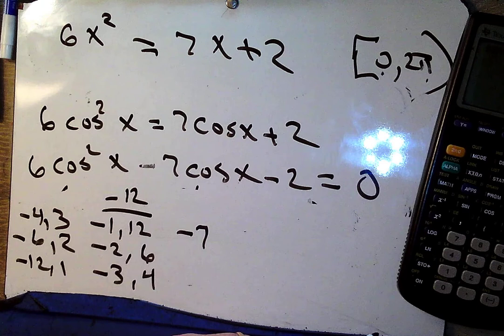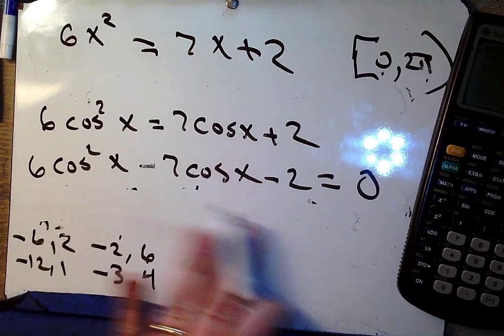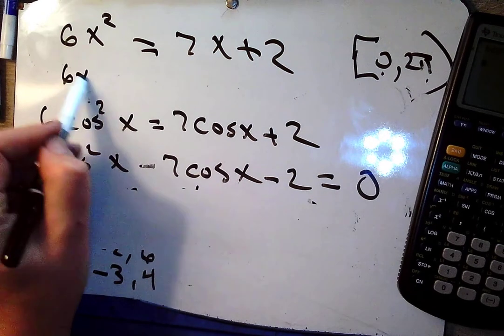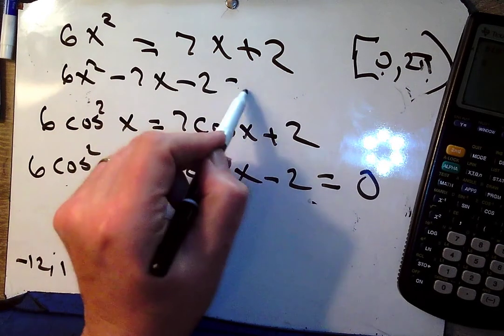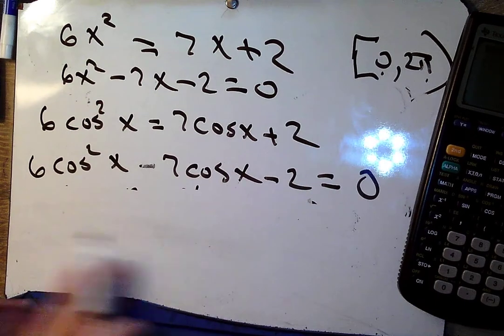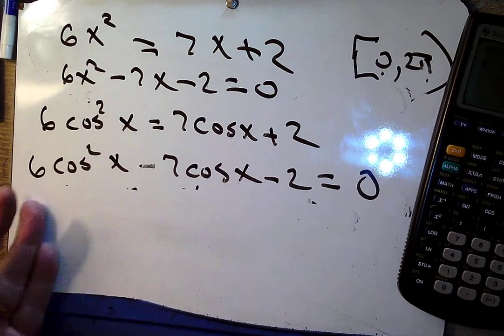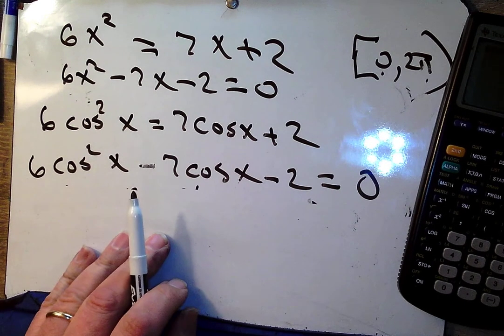No, none of them do. Does that mean it's not solvable? No. What we would have done with this equation, 6x squared minus 7x minus 2 equals 0, is we would have said quadratic formula. And here too, you can say quadratic formula.